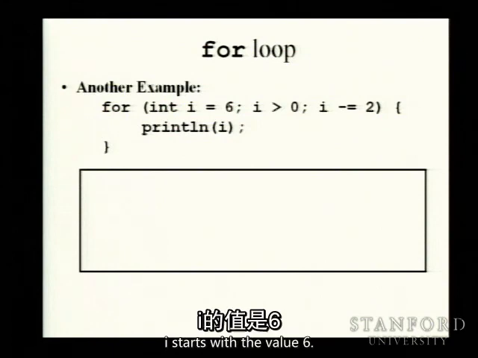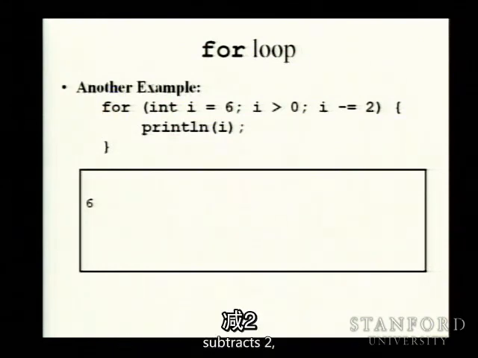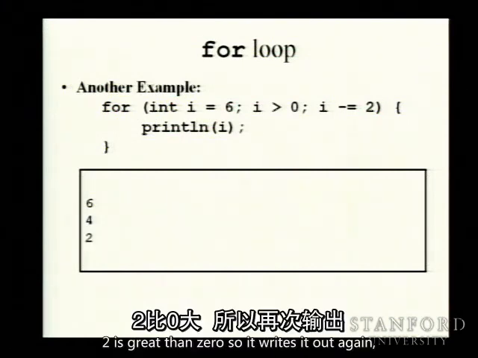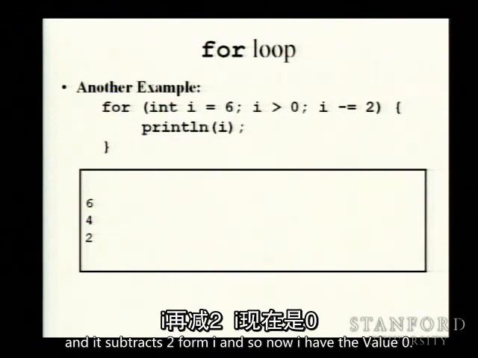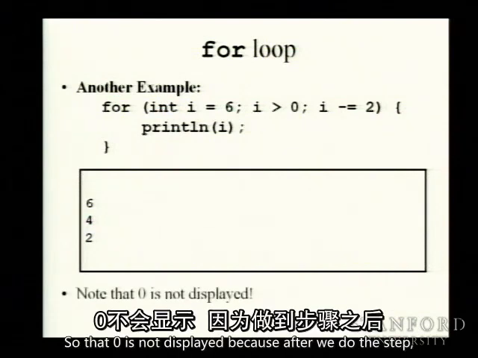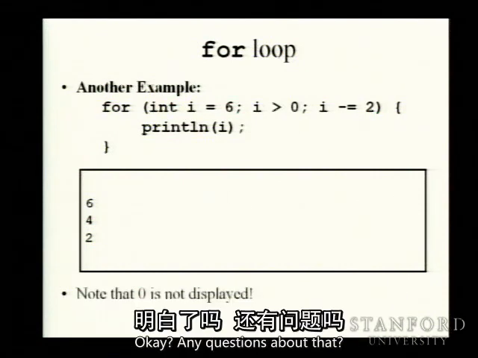And so when we start off, i starts with the value 6. 6 is greater than 0, so it writes out 6, subtracts 2. 4 is now greater than 0, it writes it out, subtracts 2 again. 2 is greater than 0, so it writes it out again. Subtracts 2 from i, so now i has the value 0. 0 is not greater than 0, so it's done. Okay, so that 0 is not displayed, because after we do the step, we always check the test again before we execute the loop one more time. Okay, any questions about that?